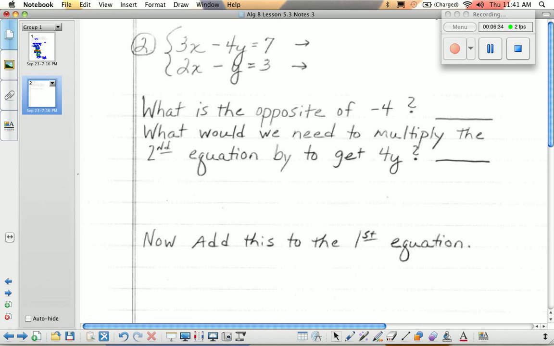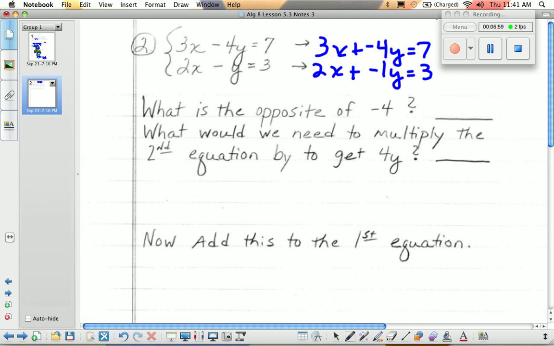Okay, well, you have to add the opposite first. That's exactly why the arrow is there. 3x plus -4y equals 7, and 2x plus -1y equals 3. And then you times the bottom one by -4, and then you get a +4, and then they cancel out.